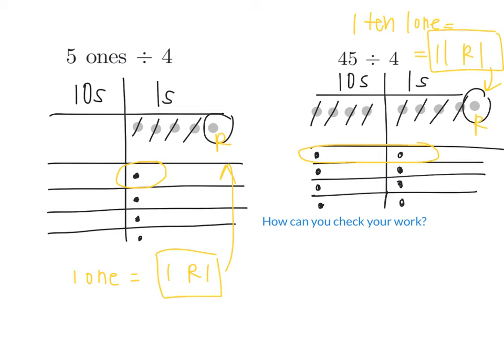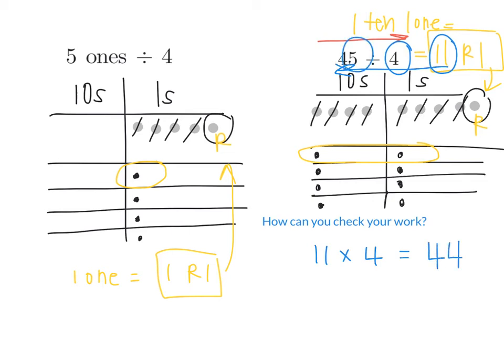How might I be able to check my work? Well, remember, we said if division goes this way, I can use multiplication this way to check my work, which means I could do 11, which was my quotient, times 4, which was my divisor, right? Which equals 44. Wait a second, that doesn't equal my whole of 45. Well, this is where the remainder comes in. I could do 44 plus the remainder, which is 1, which is 45, and now it equals my whole.